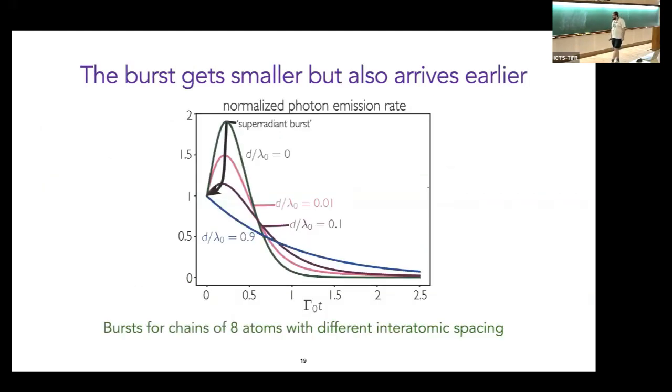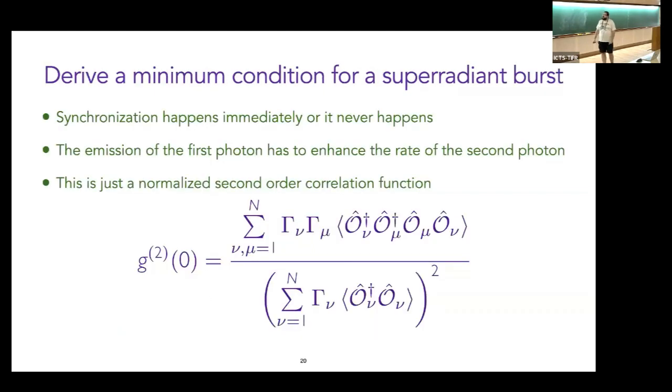What we noticed is that as I increase the distance between my atoms, not only does my superradiant burst get smaller, it also gets earlier and earlier in time. What that means is the point at which you lose your superradiant burst is at t = 0. So my minimum condition for a superradiant burst, I'm going to define as my initial slope being positive. My initial condition is that the synchronization, that phase locking process, has to happen for the first photon, or it will never happen. So I want my first photon to speed up the emission of my second photon.